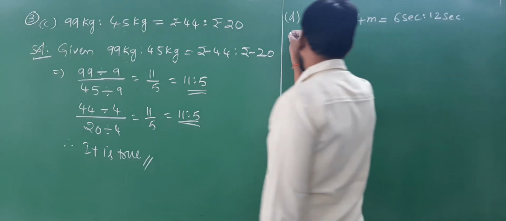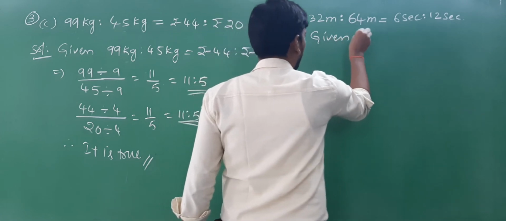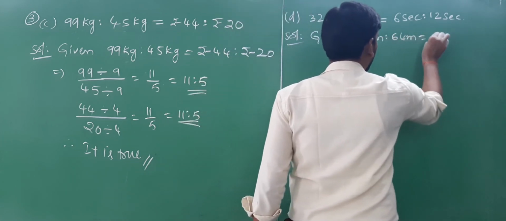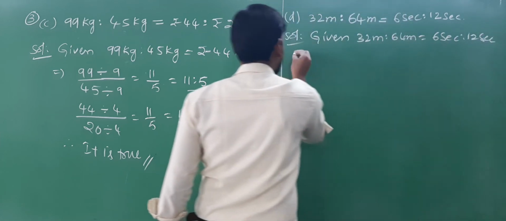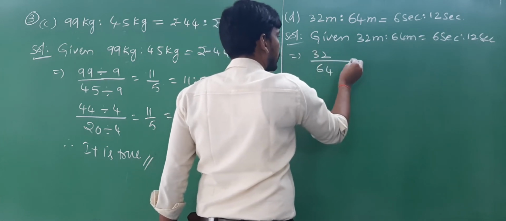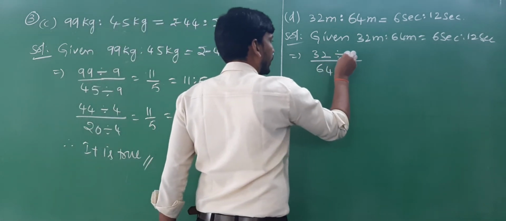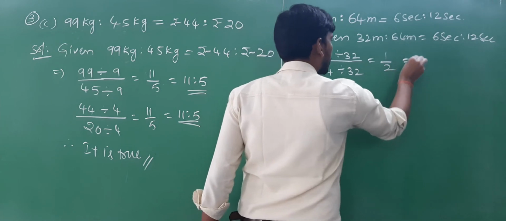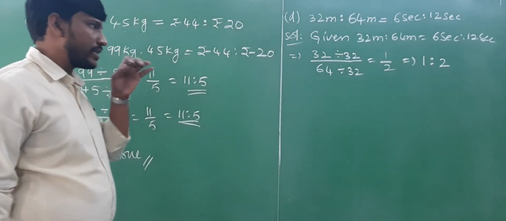Okay, first one is: given 32 meters is to 64 meters is equal to 6 seconds is to 12 seconds. Now, this implies 32 by 64. 32 and 64 are multiples of 32, so divide by 32 directly, you will get 1 by 2, which implies 1 is to 2 ratio. So the first two values give a 1 is to 2 ratio.